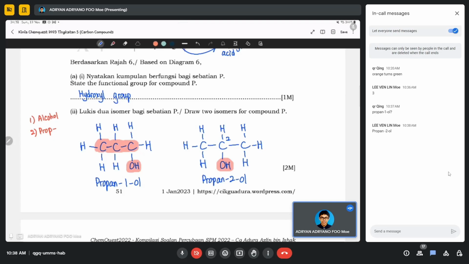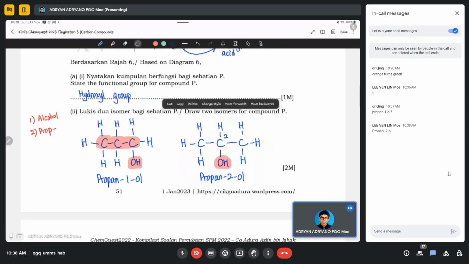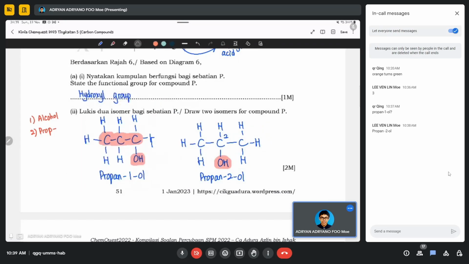So follow my steps. First, determine the functional group. After that, determine the longest carbon chain. After you determine the longest carbon chain, you number the carbons based on the functional group. So this is your answer. But this question doesn't ask you to name them yet; this is just a revision. Easy.